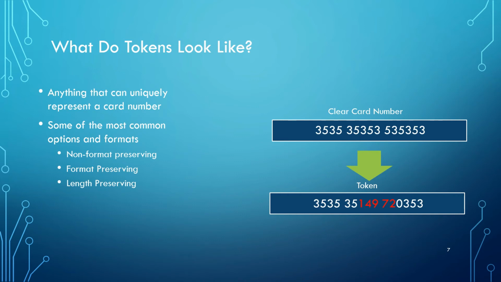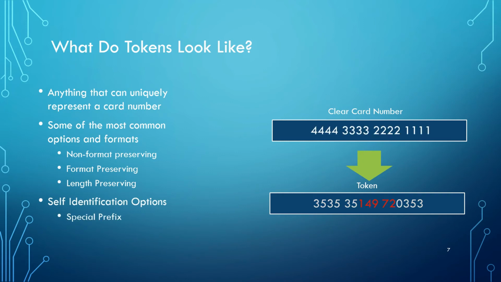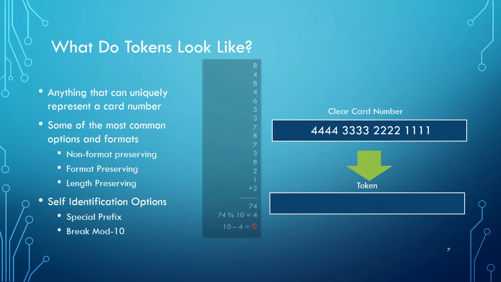So that'll be useful to have that. And that way we can identify those things quite easily. Another option is we can have self-identifying tokens. Maybe they'll start with an 8 or a 9 or something like that. We could even break it with a mod 10 check.